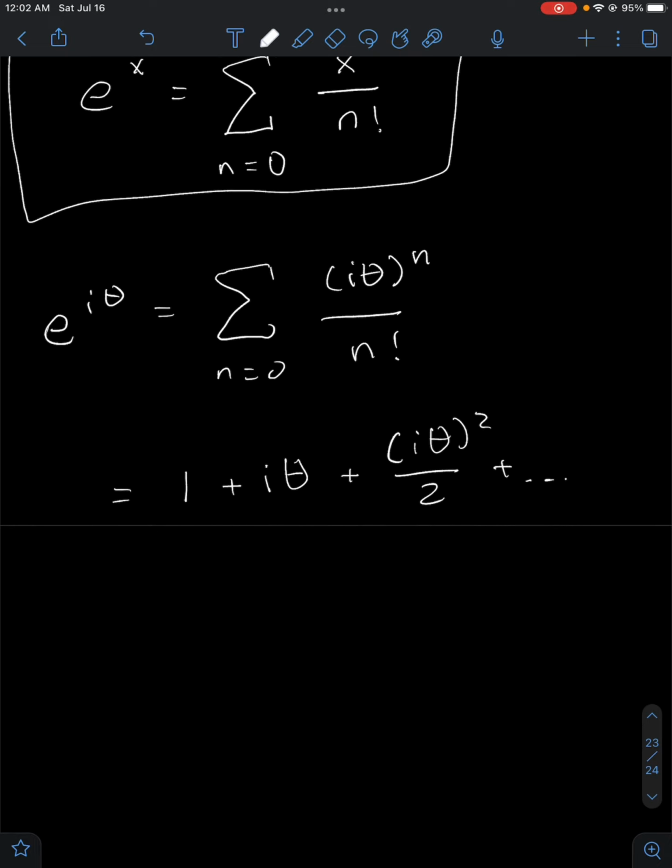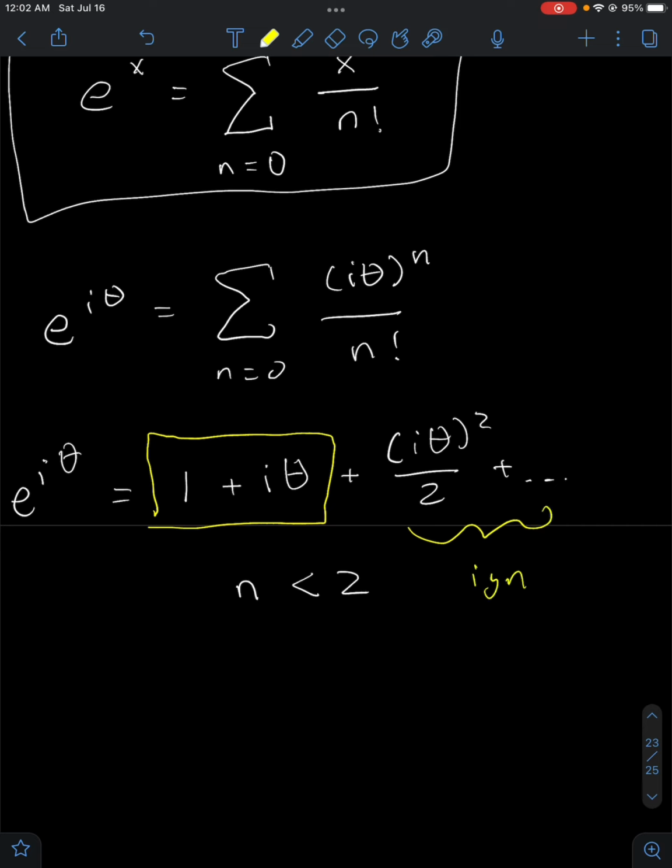So what we do here is we truncate this series. We stop counting our series past the first two terms. So we only consider our terms below n equals 2. Let's use a yellow box. We are only going to consider our first two terms in our series, and we are going to ignore the higher order terms. Now, this is going to just approximate e to the i theta.